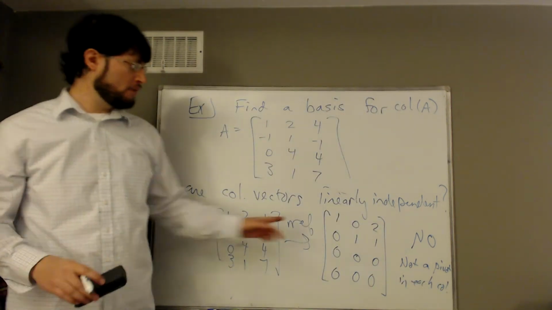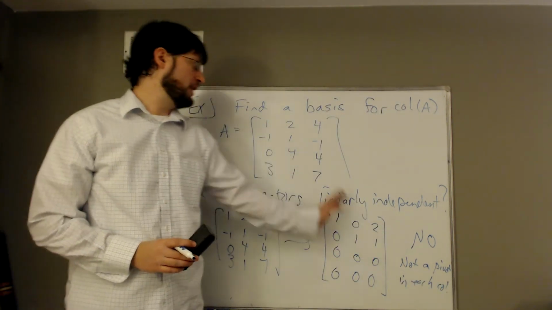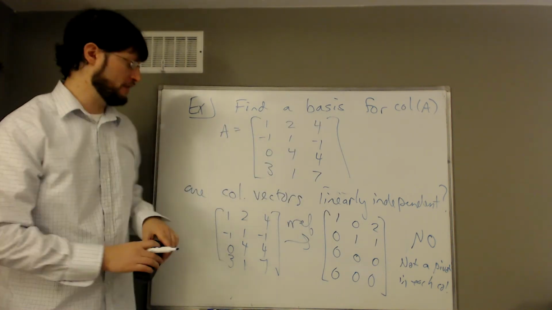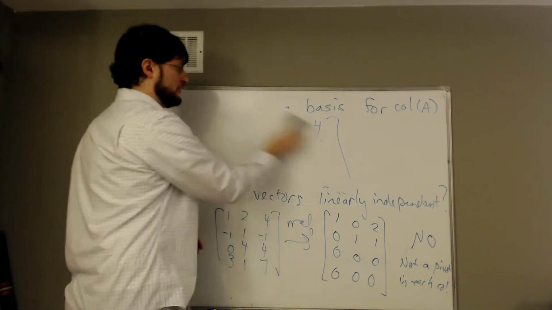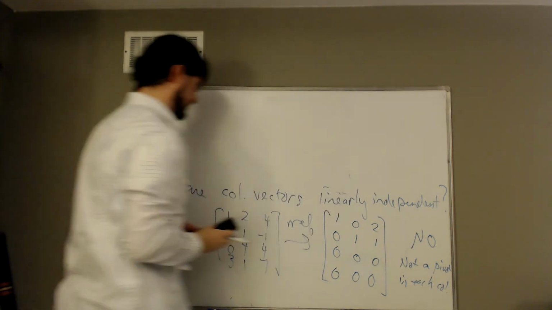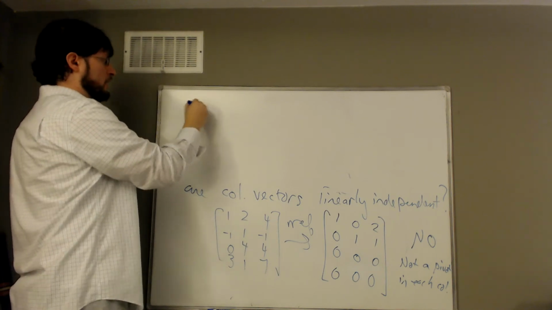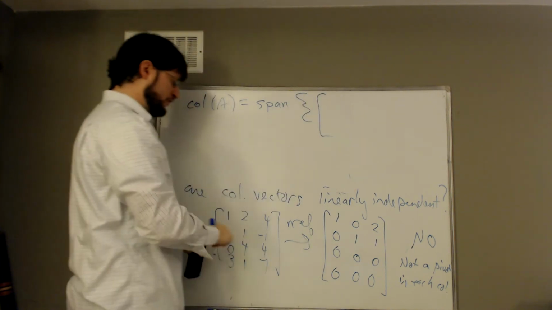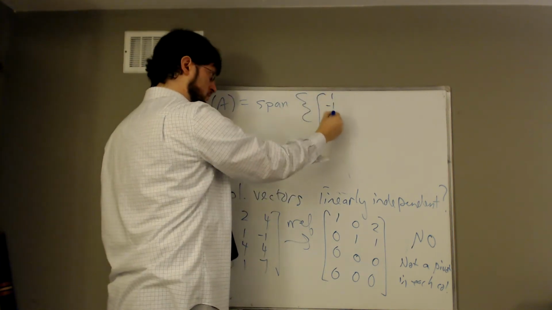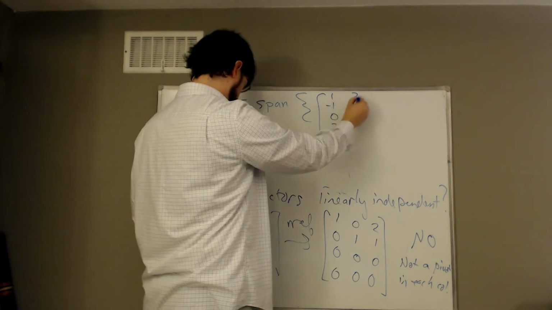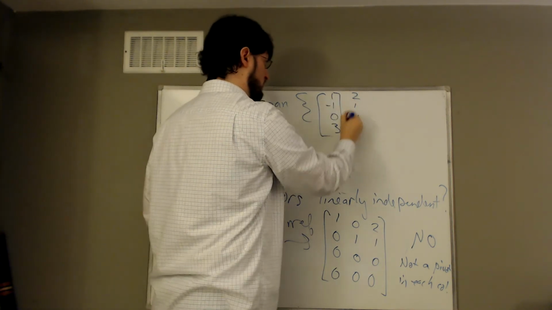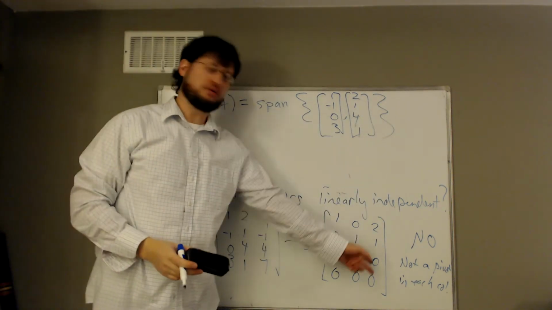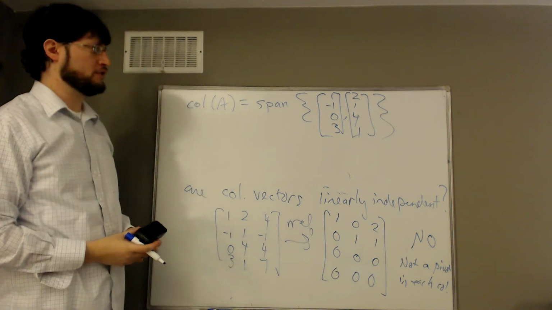Since we don't have a pivot in column 3, that means that we actually don't need the original column 3 in order to span the same thing. So what that tells us is that the column space of A is in fact just the span of the first two columns. We don't need them all because the third one can be created as a linear combination of the first two.